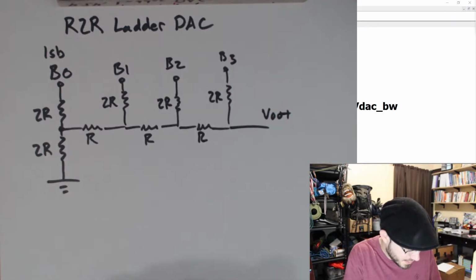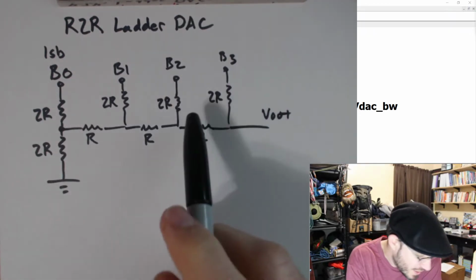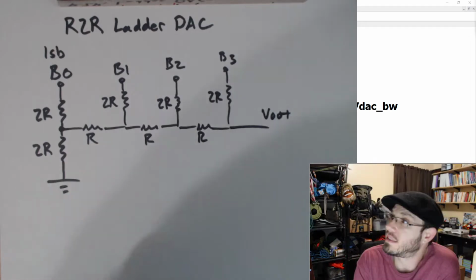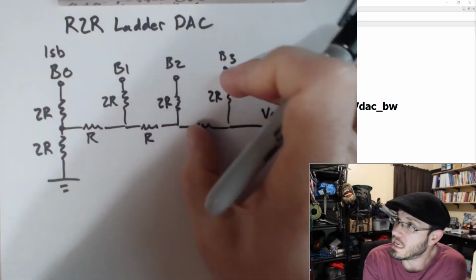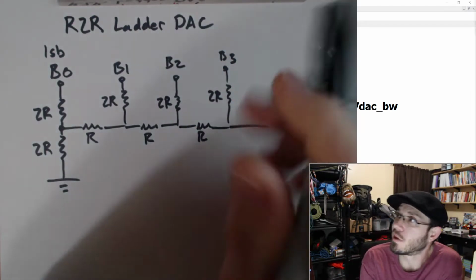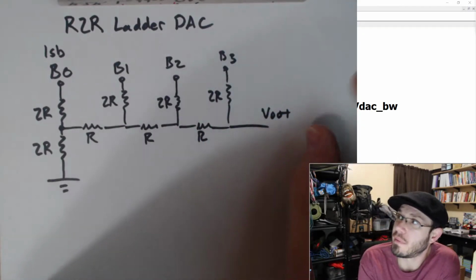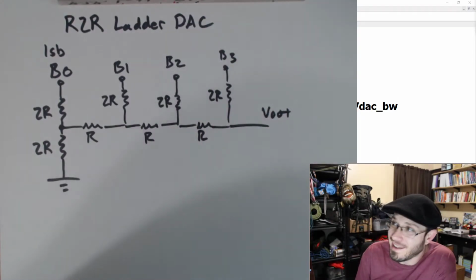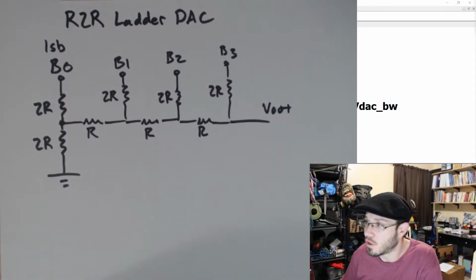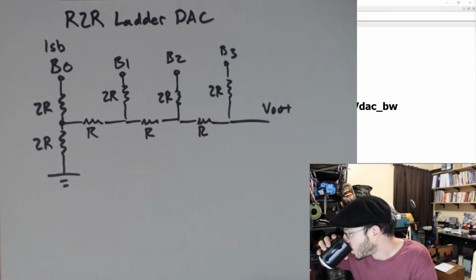And we get V out, and you can extend this for as many bits as you want. You just keep on adding these legs over here, and you can get a B4, a B5, a B6, depending on the resolution that you would like from your digital to analog converter.